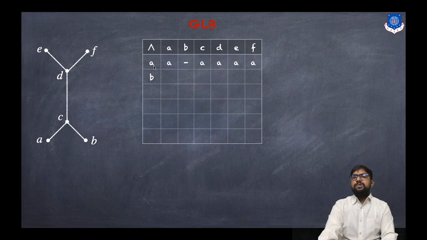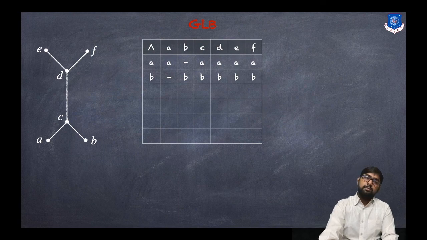Fine. Now B. Now A, B and A. In A, B it was dash. So in the same manner, this B will be dash. Now B and B, as it is the same point, it will be B. Now B and C, greatest lower bound, so B. Now B and D, it will be B again, and B and E, and last also it will be B again.